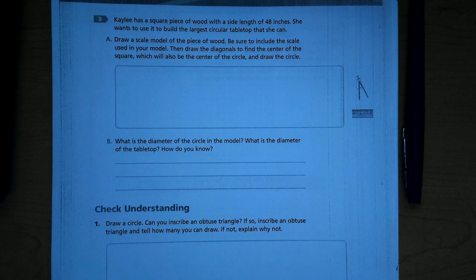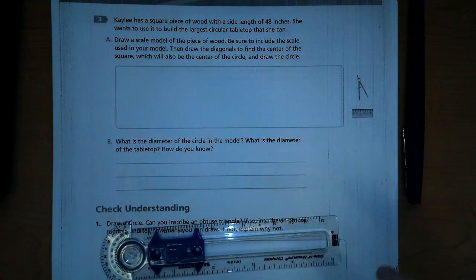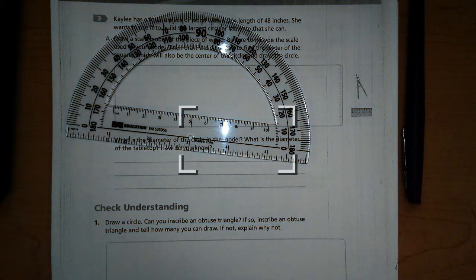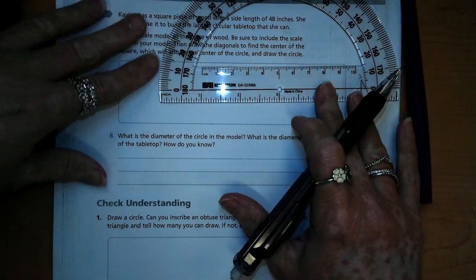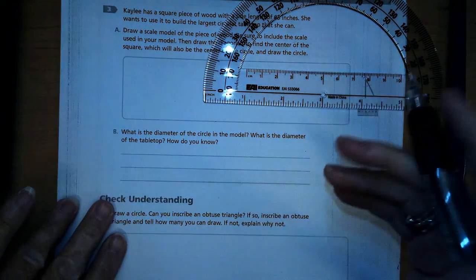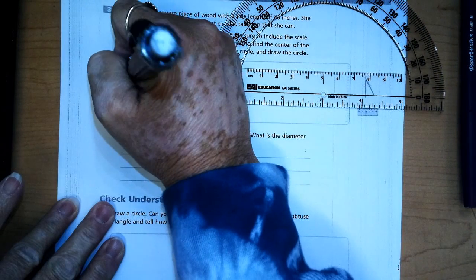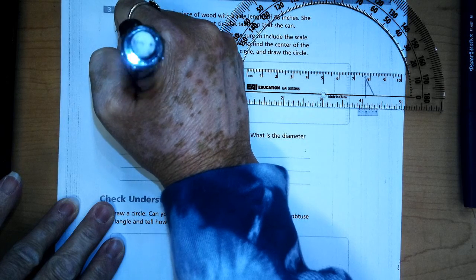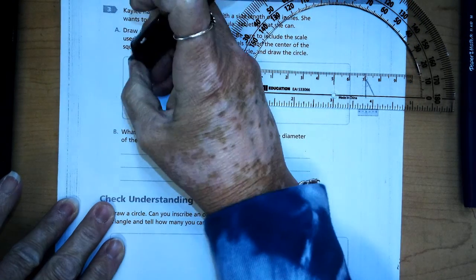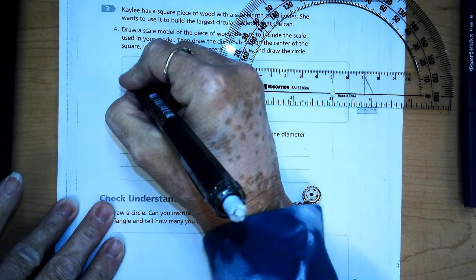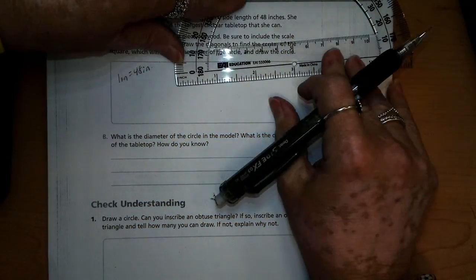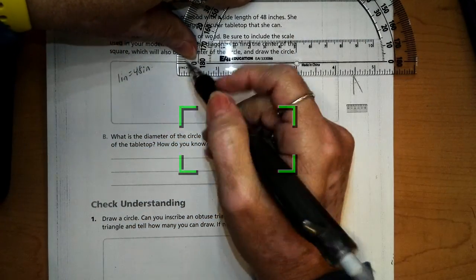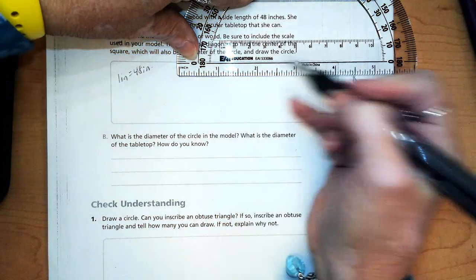So, of course, we can't draw something that's 48 inches because that would be huge, right? So what I did was for every 1 inch, it's going to equal 48 inches. So 1 inch equals 48 inches. Okay, so I'm going to draw my square. That's the first thing you guys need to do: draw a square. So there's one.